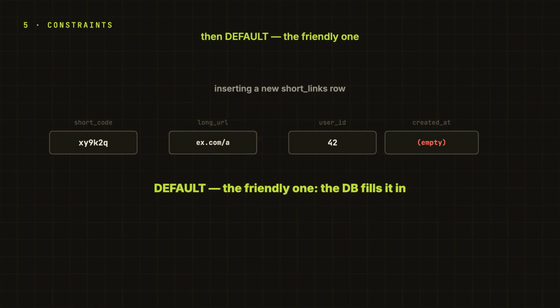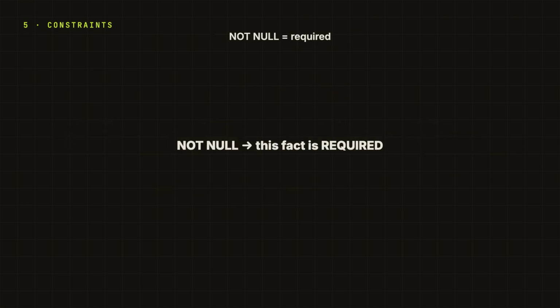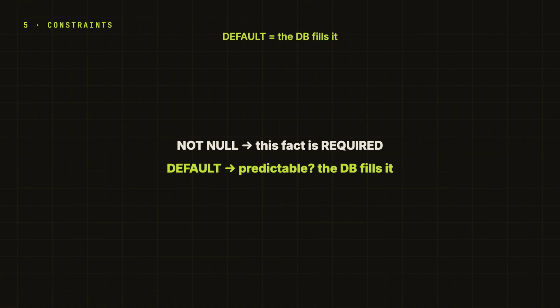Then DEFAULT is the friendly version. It says if the app does not provide a value, use this one. For example, created_at can default to the current timestamp. So NOT NULL says this fact is required. Default says, and if it is predictable, the database can fill it. Small rules only, but they remove a lot of boring bugs.